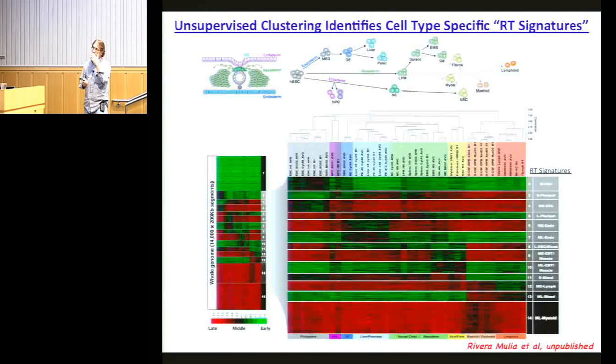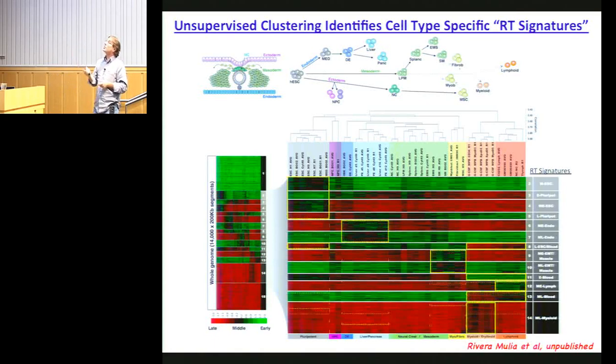And then we can do a k-means clustering based on these changing regions, and you can see that the cells cluster very nicely based on their lineages. Down here, pluripotent cells, endoderm, mesoderm, crest, neural crest, if you're interested in that vertebrate-specific tissue, clusters with mesoderm, interestingly. And then blood cells have their own separate cluster. And we can then identify what we call replication timing signatures, which are sets of domains that replicate at unique times in particular cell types.